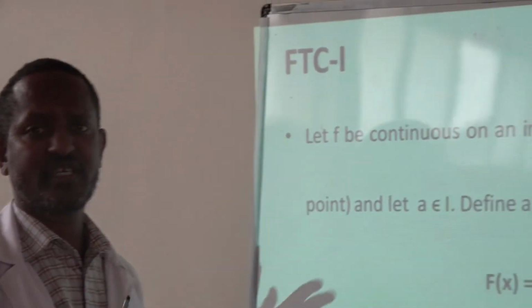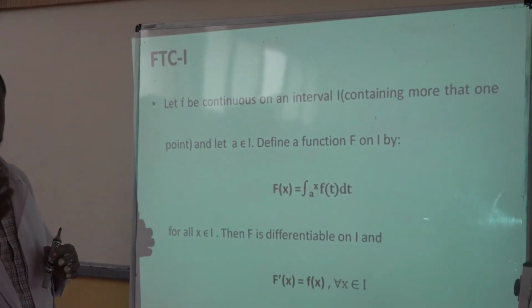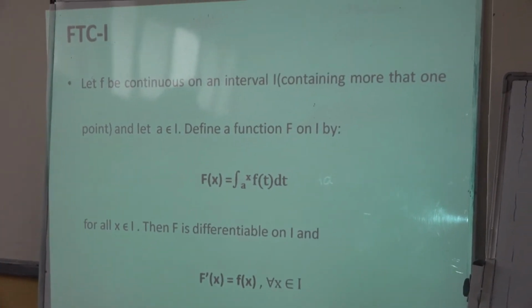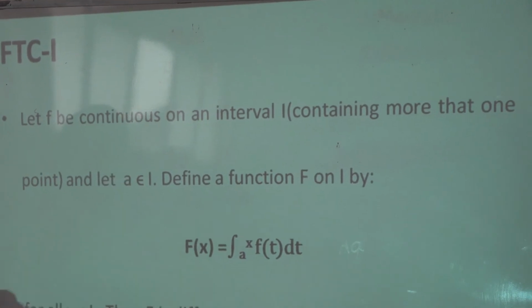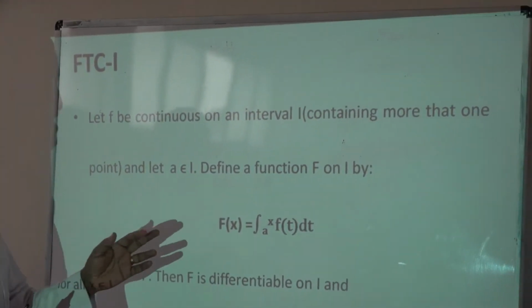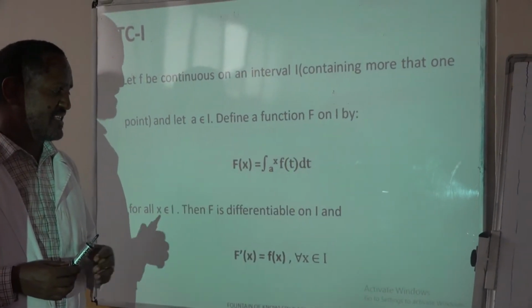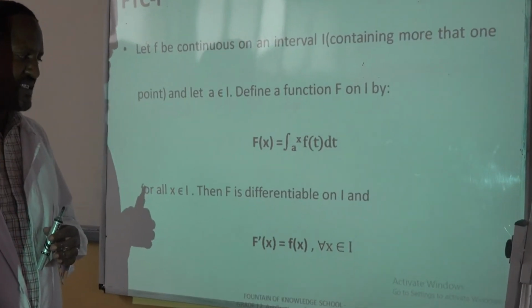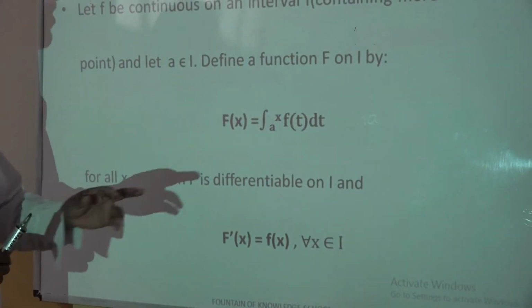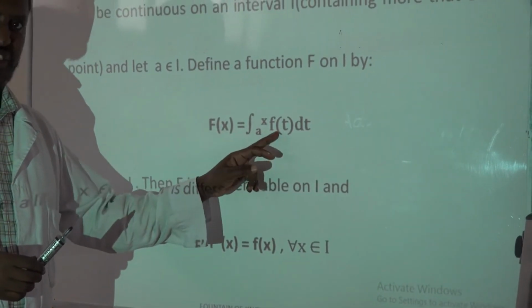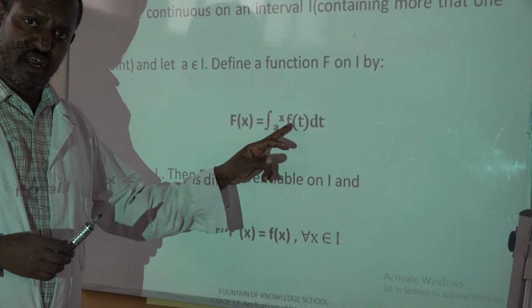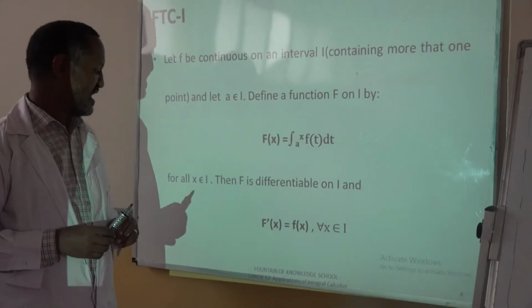Suppose f is a function that is continuous on an interval I containing more than 1 point, and let a be any number in this interval. Assume that a function, capital F, is defined this way. Capital F of x is the integral from a to x of small f of t dt. These are two different functions. The integrand is small f, and this one is capital F.